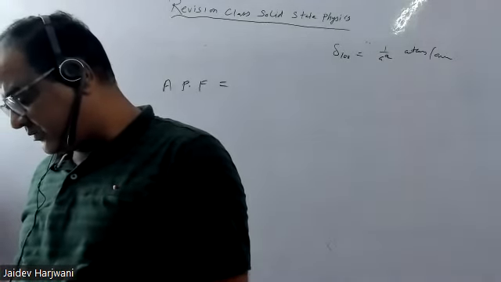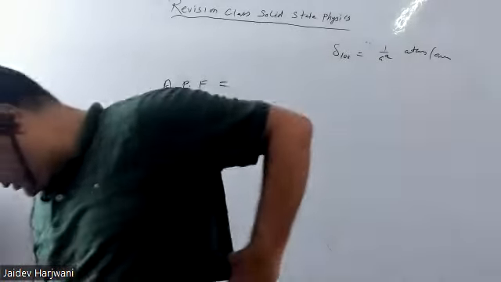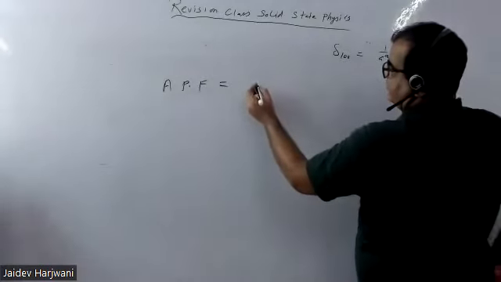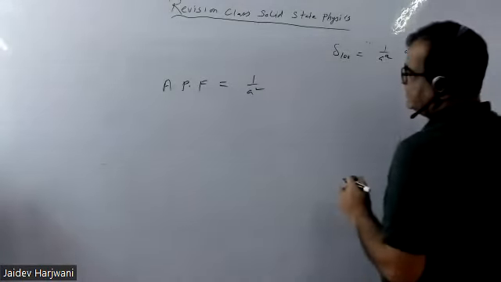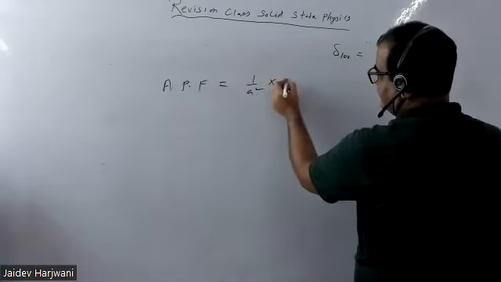So how many atoms are there? One. So now the atomic fraction will be 1 by a square. That is your atoms per unit area. Okay, and what is the area? Pi r square.